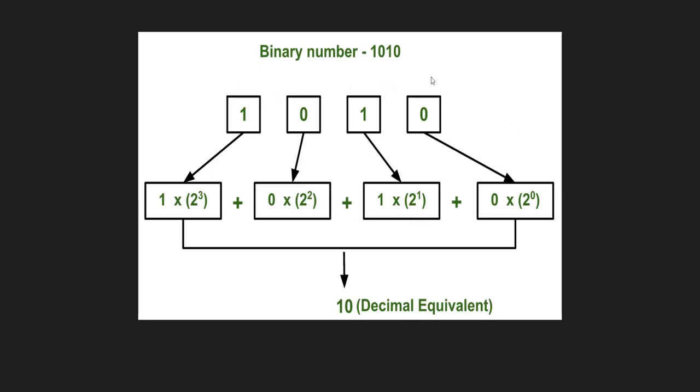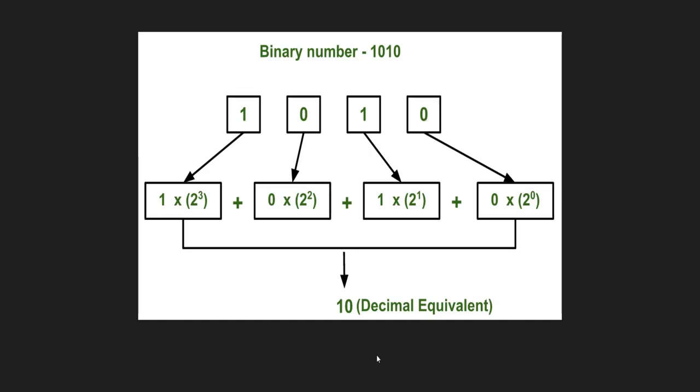But the last deciding factor that decides whether the decimal equivalent will be even or odd is the last element of the binary string. If it is 1, then 1 into 2 to the power 0 will be 1, and if it is 0, then 0 into 2 to the power 0 will be 0. If it is 1, then the decimal equivalent will be odd, and if the last element is 0, then the decimal equivalent will be even.